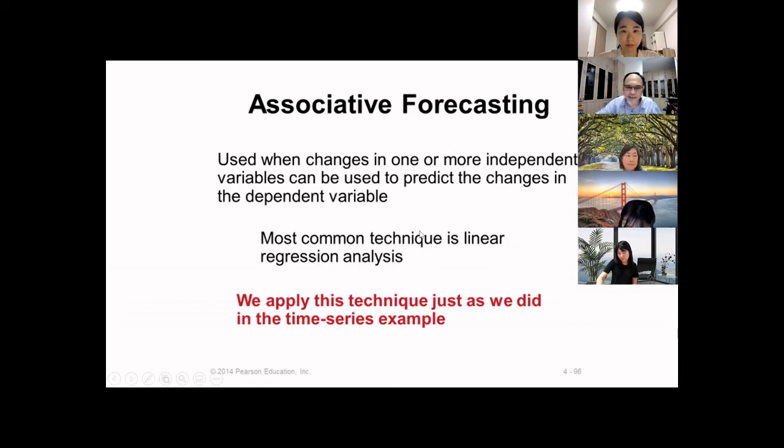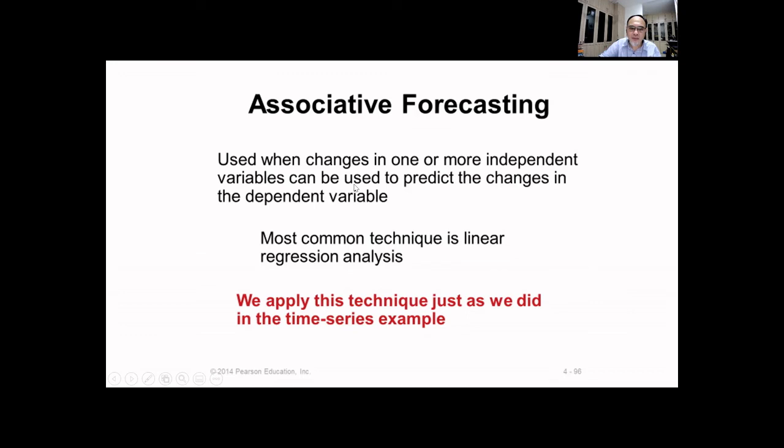Okay. Finally, there are other things. I'm not going to go into them. There's a lot of other methods: the trend adjusted exponential, trend projections. If you're interested, you can actually refer to the book. The other one that I'm going to just mention is the associative forecasting, which I mentioned early just now, when we started the class. So if you read here, when something changes, okay, in one or more independent variables.